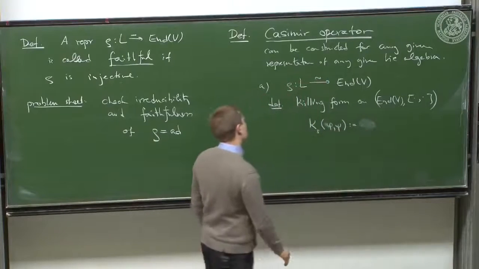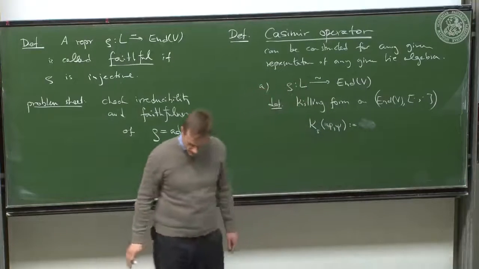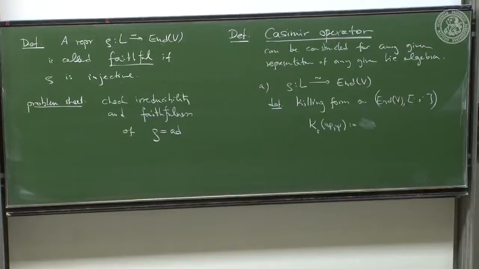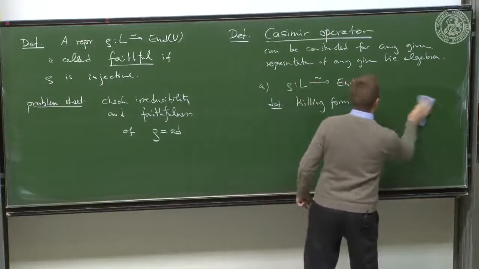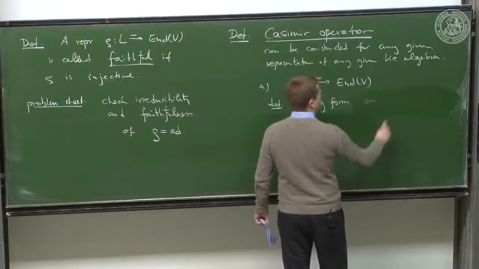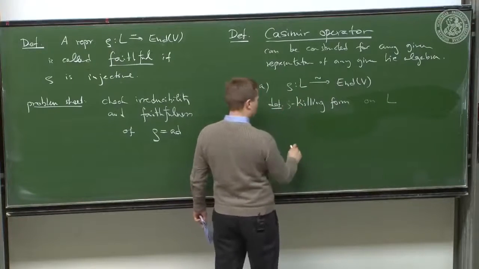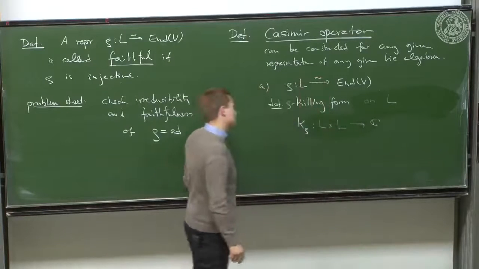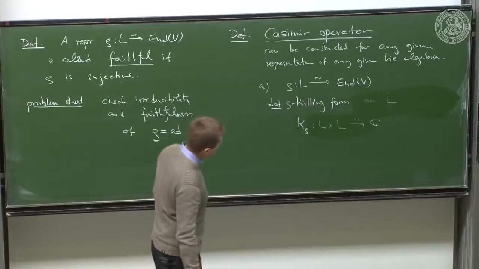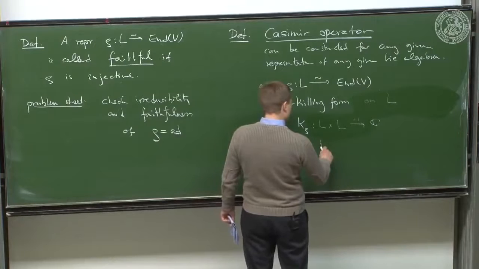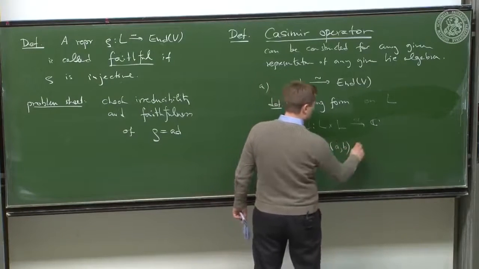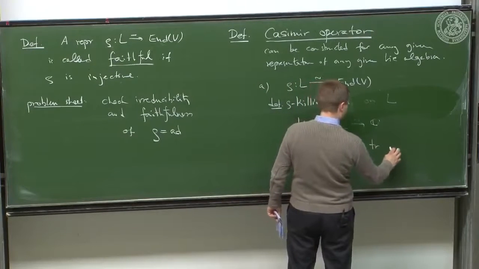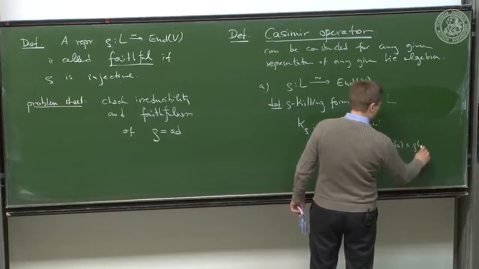Ah, hang on a second. No, I want to do this differently. I'm sorry. So it's obvious you can define the Killing form on End V with the bracket because that's a Lie algebra. But I want to do something different. I want to define a new Killing form on L. But now it's the rho Killing form, and I call it K rho. It takes two elements of L, and it still sends them to, say, the complex numbers in case of a complex Lie algebra. But now it's defined as K rho takes an A and a B in the Lie algebra and sends them to the trace of rho of A circ rho of B.